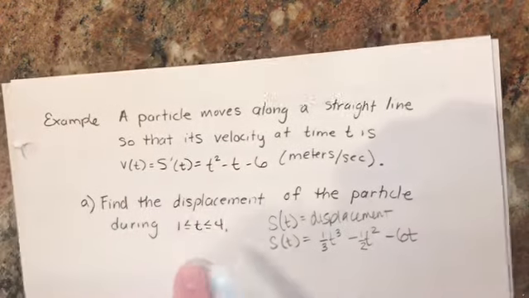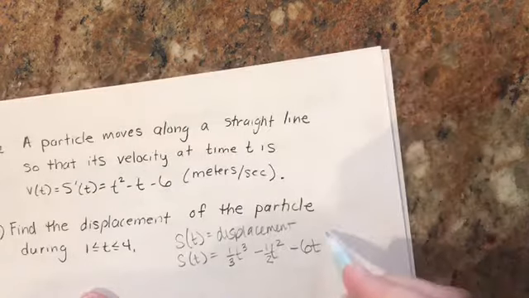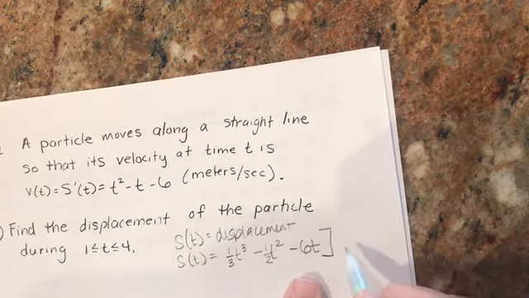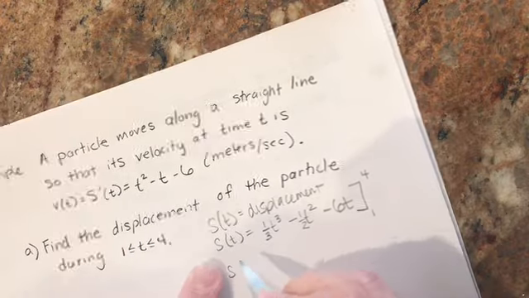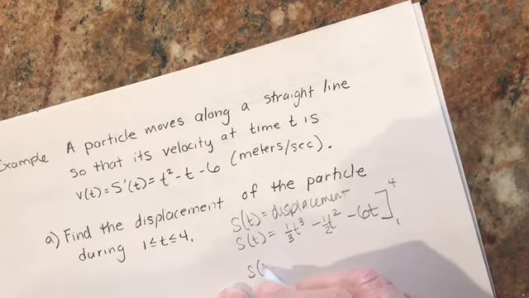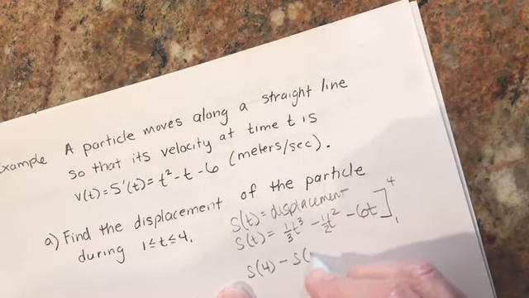And we want to evaluate this from 1 to 4. So again, you can kind of show that work right here. We want to evaluate this from 1 to 4. So we want to find s without the prime on it of 4 minus s of 1.